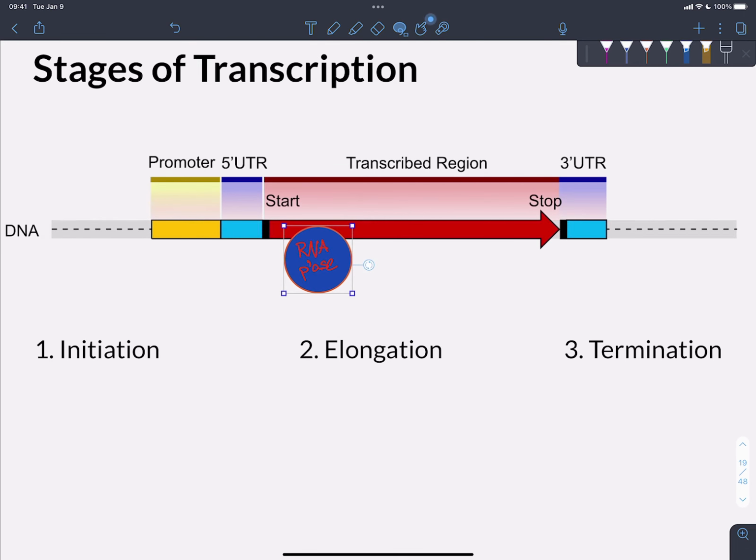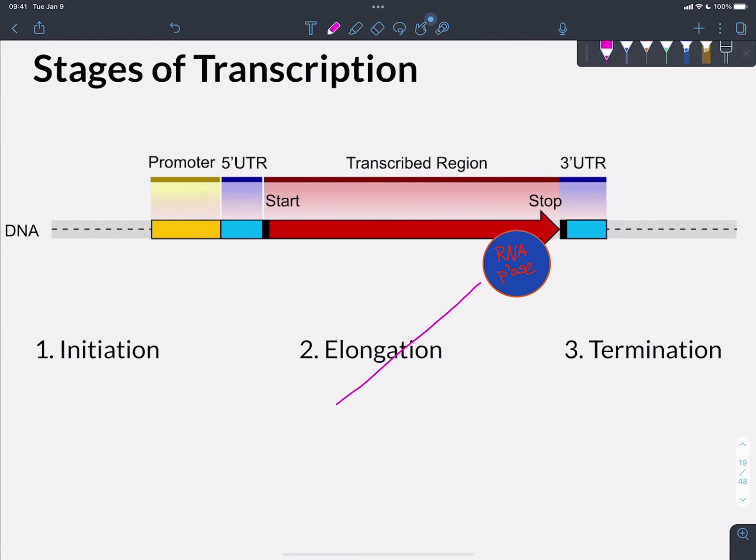RNA polymerase will move along the gene, and as it moves along the gene, it is going to produce an mRNA molecule, which I guess we can do in pink here, right? So we'll have this pink mRNA molecule that's being produced as RNA polymerase moves across the gene. We'll have our 5' end of the transcript at the beginning and our 3' end at the end.